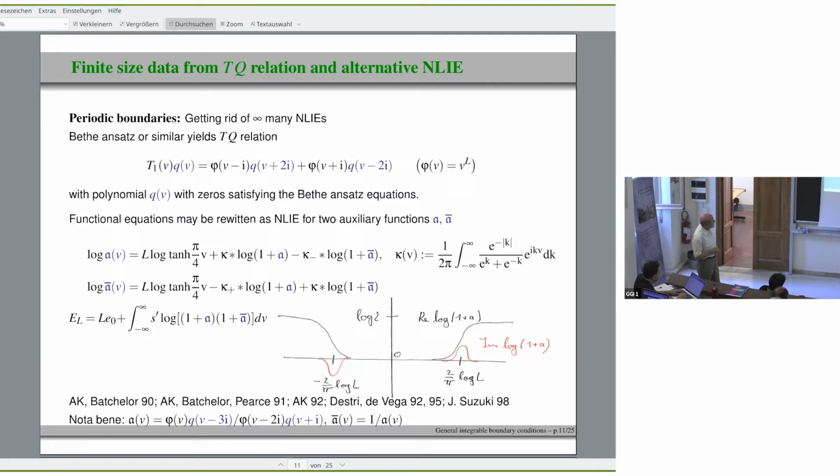If you wanted to investigate the XXZ chain with anisotropy, only the kernel here would change, but also in a very nice way. So nothing to do with strings, etc.